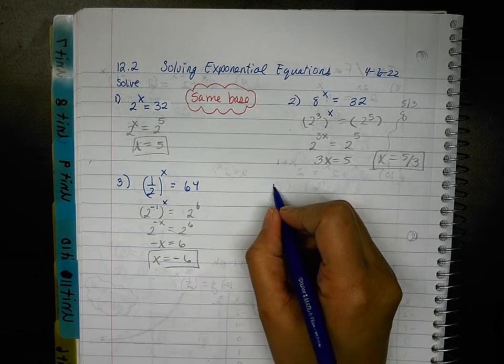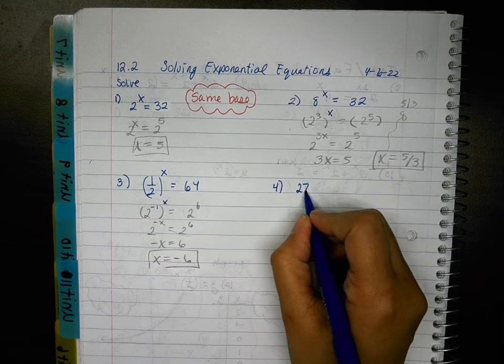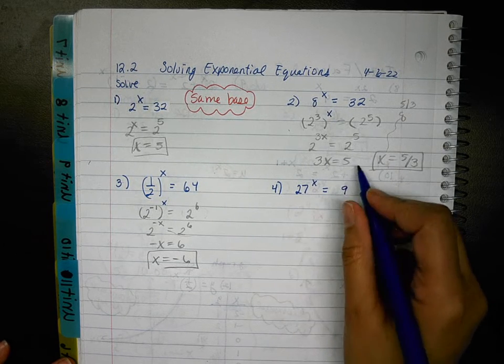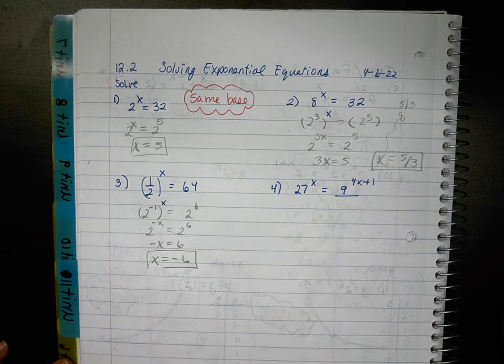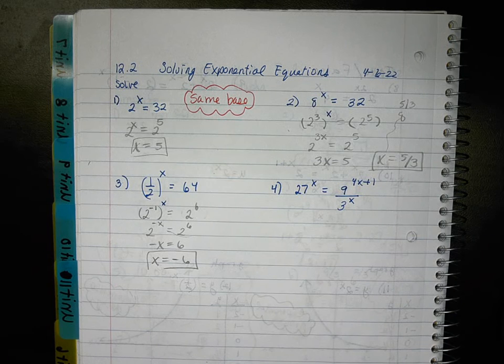Okay, number 4. 27 to the x equals 9 raised to the 4x plus 1 over 3 raised to the x.